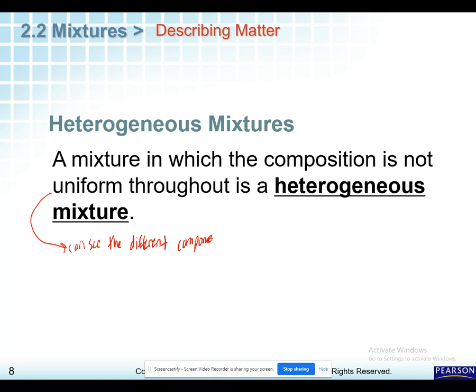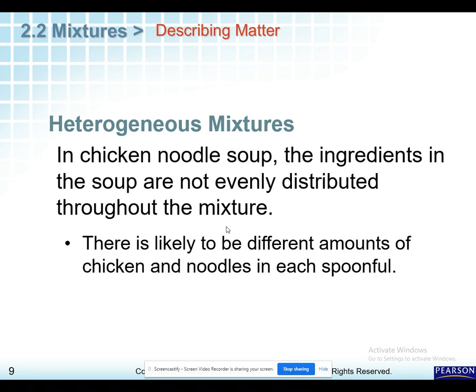components. So if we use our example that we've already had, salad, I can see the difference in the cucumbers and the onions and the lettuce. That is an example of a heterogeneous mixture. Same thing with cereal. I can see the difference between the milk and the cereal. They're mixed together. The one that your book uses is chicken noodle soup.